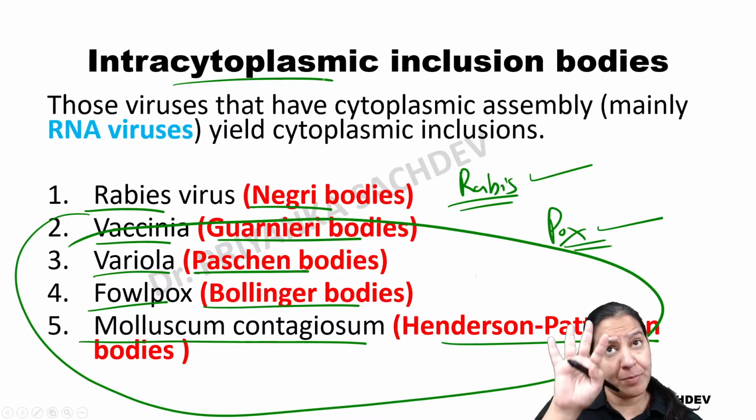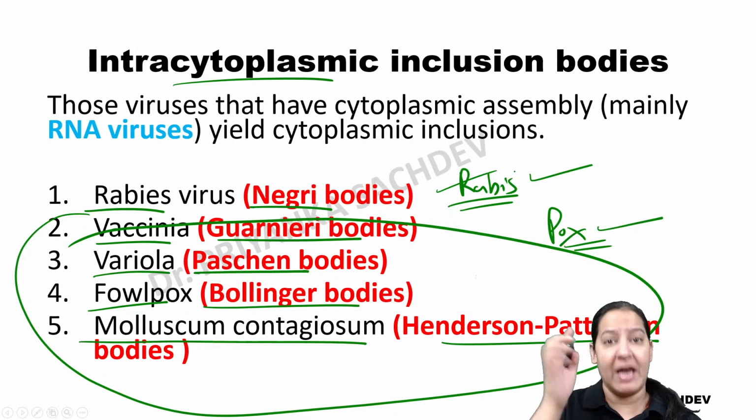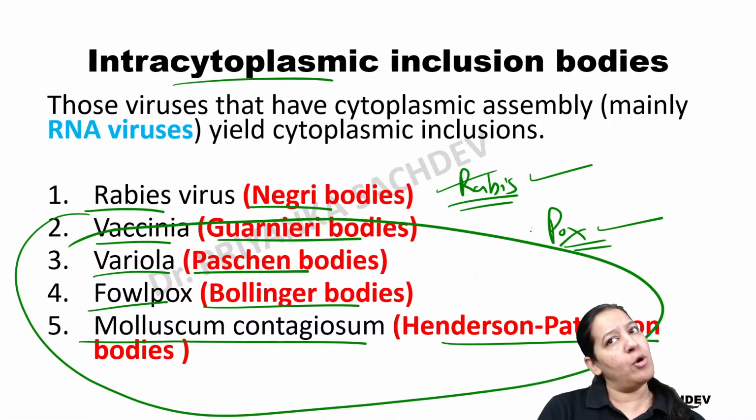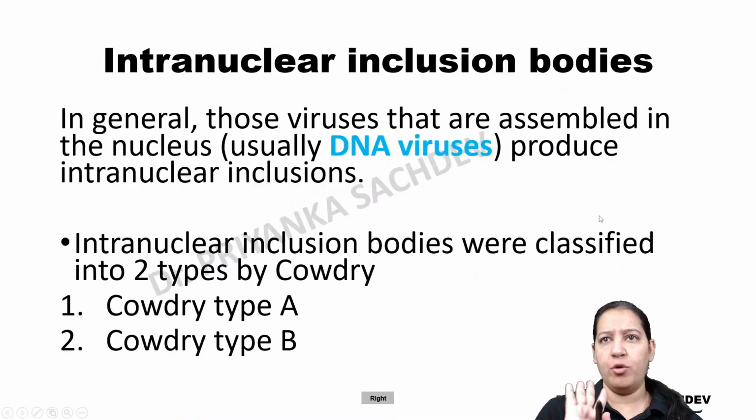In short, you can say cytoplasmic inclusion bodies are present only in two viruses. Number one, rabies virus, which is an RNA virus. I will teach you rabies in RNA viruses, along with the various types of pox virus, and learn the name of their inclusion bodies. So I have told you this very clearly.